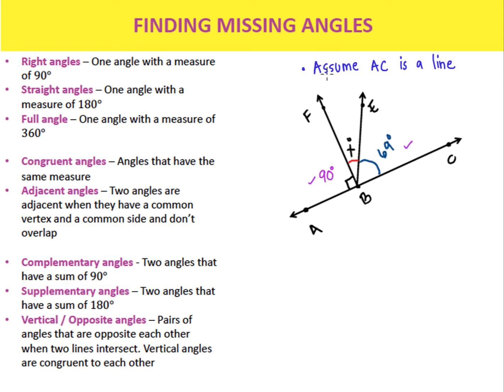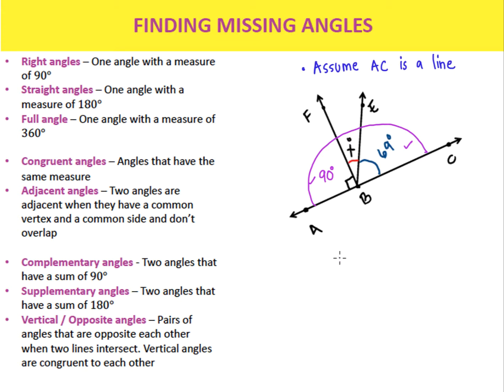We are also given that AC is a line. We assume that AC is a line. So the implication of that is that ABC is a straight angle. If ABC is a straight angle, that means all of these angles together, let me just draw all of these angles together, this angle and this angle together, are 180 degrees.